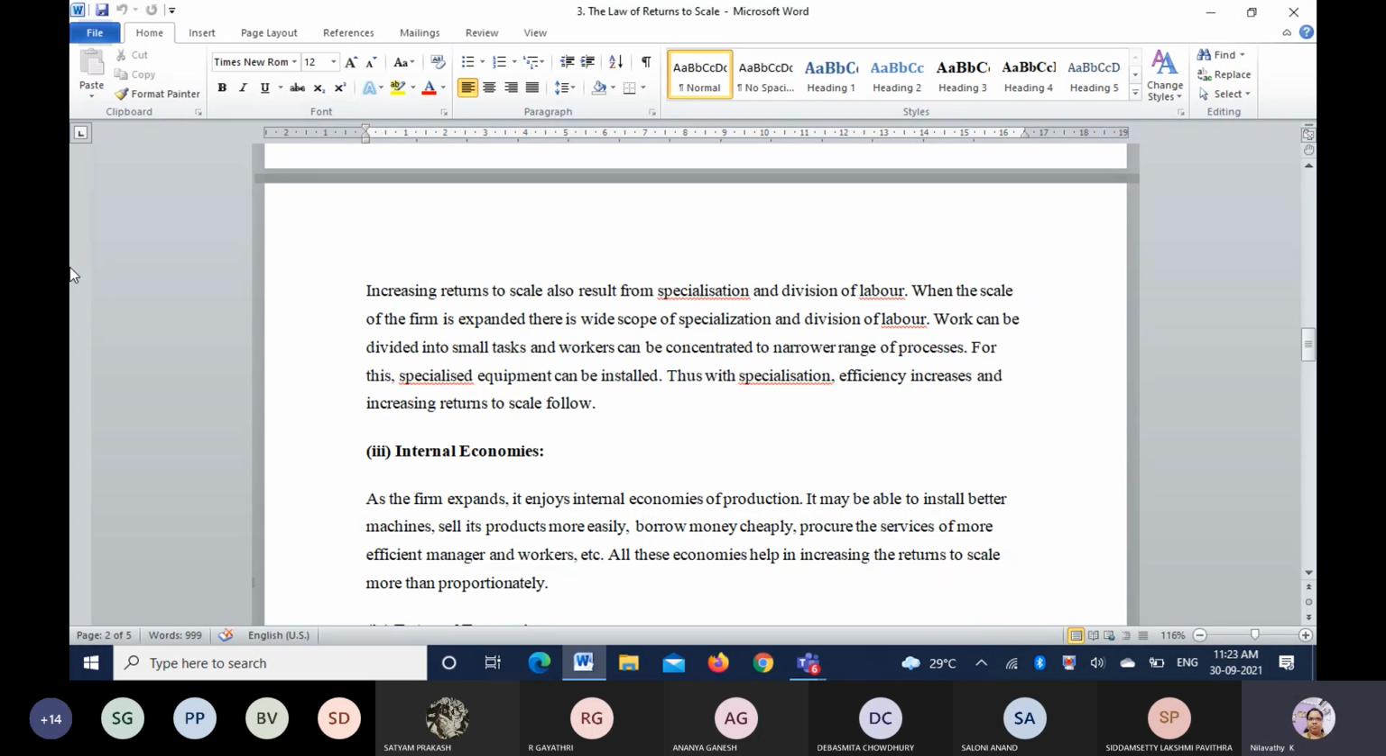So this is what we call the division of labor or specialization. So we know that an industry can have increasing returns when it encourages specialization and division of labor. If there is no specialization, then they will have diminishing returns. So that is also there. That is the second concept.